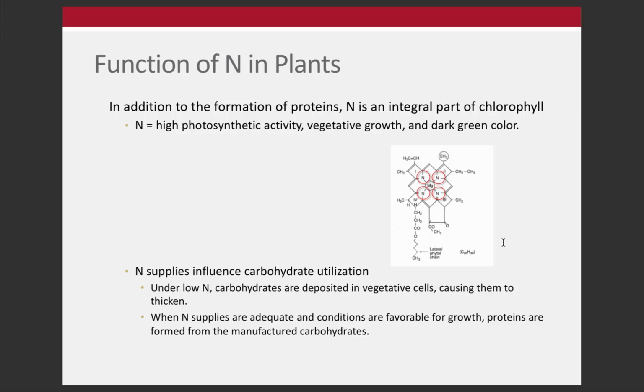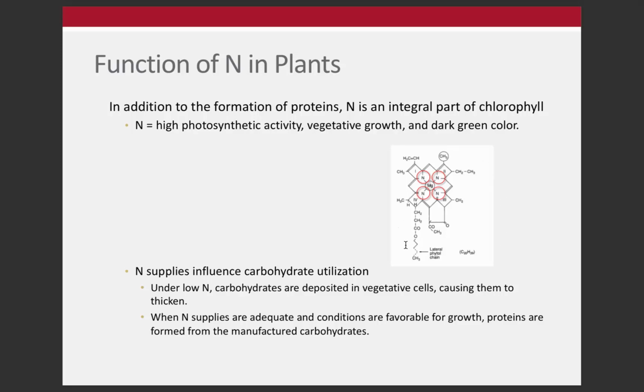So nitrogen functions in a lot of different ways in plants. We talked about this, and moving on. We mentioned chlorophyll, and from an agricultural context, this is typically what we think of in terms of the role of nitrogen and how we assess if a plant is nitrogen limited or nitrogen satisfied, if it's sufficient or deficient in nitrogen. So with a lot of nitrogen, there's high photosynthetic activity, high vegetative growth, and dark green color.